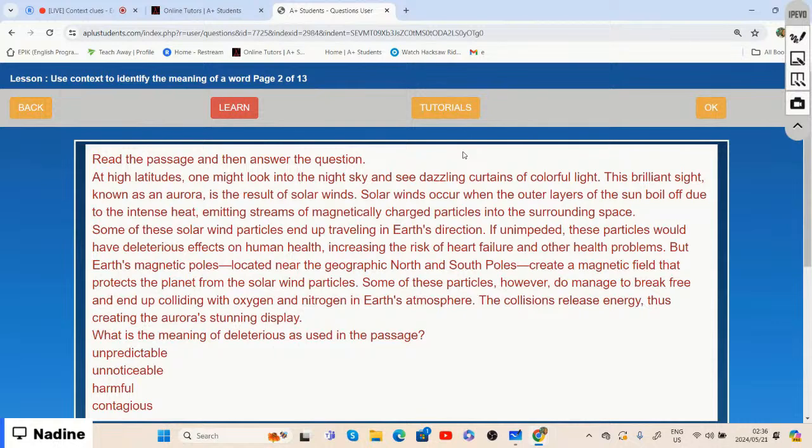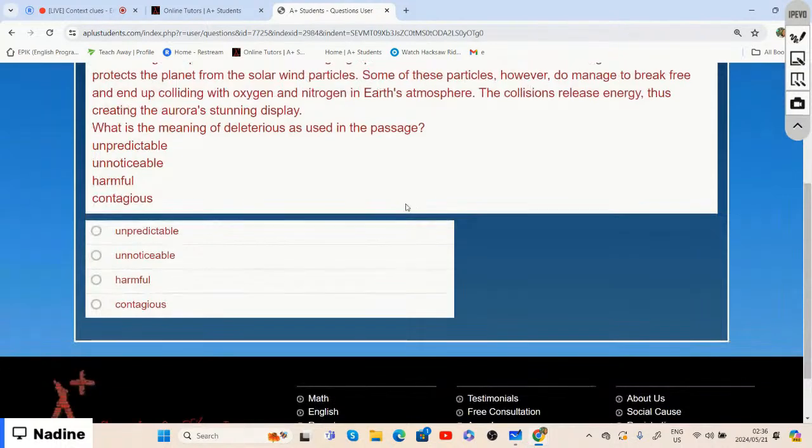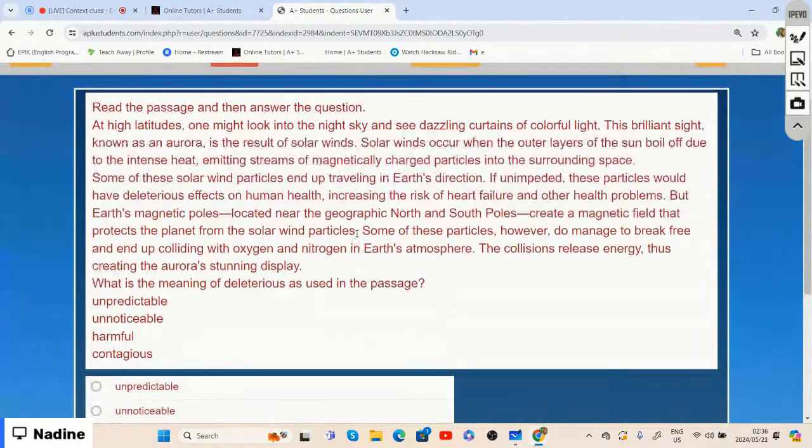We need to read the passage now, right? Are we already at the new one? Oh, wow. It's basically the same one, right?